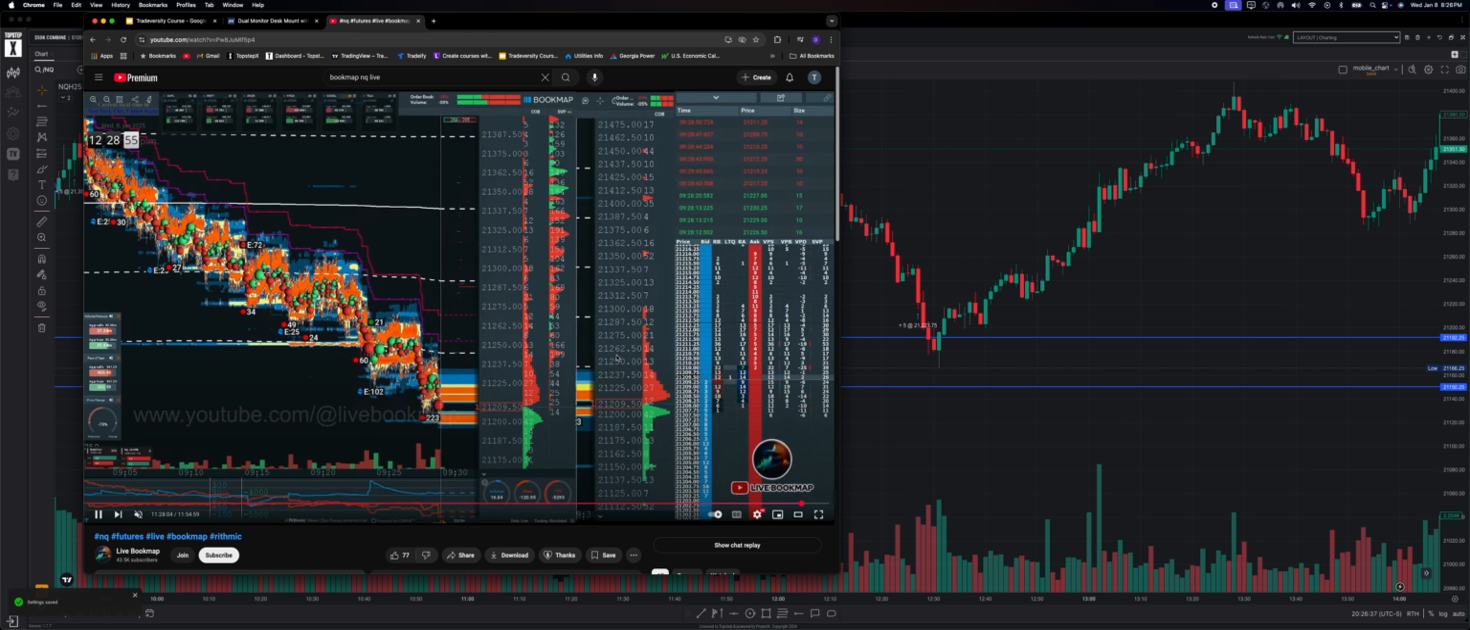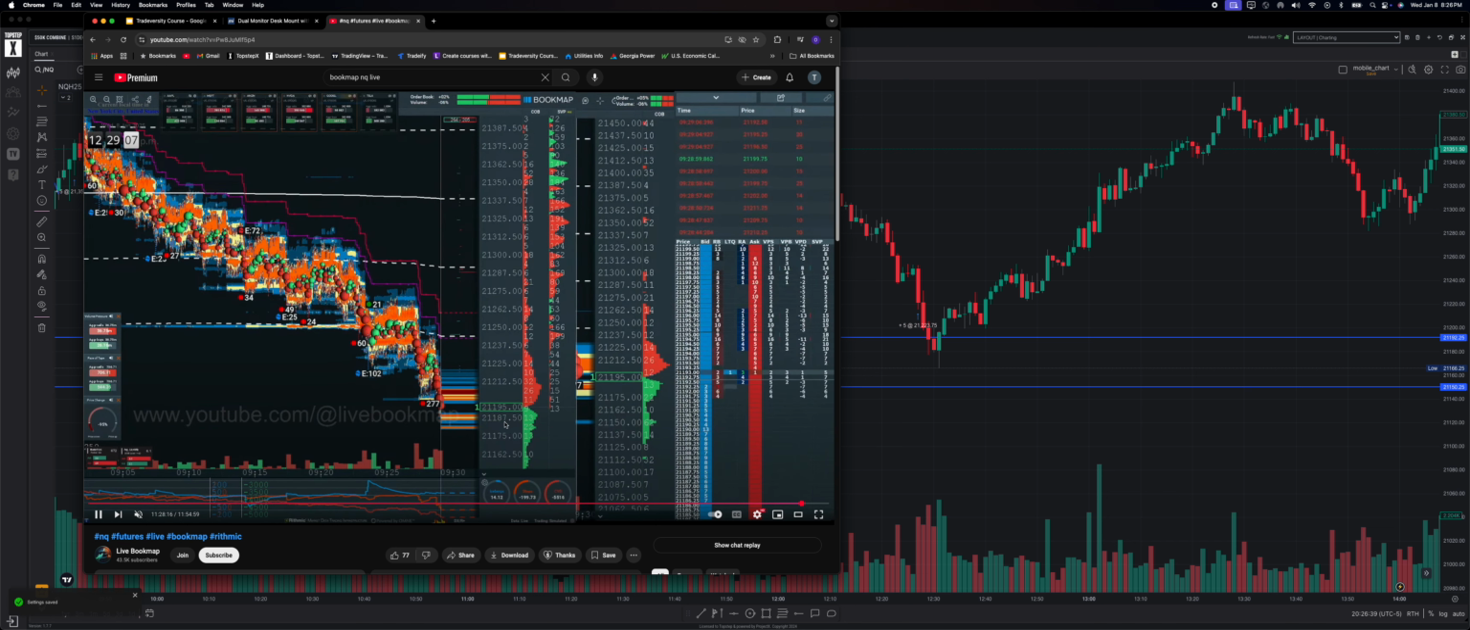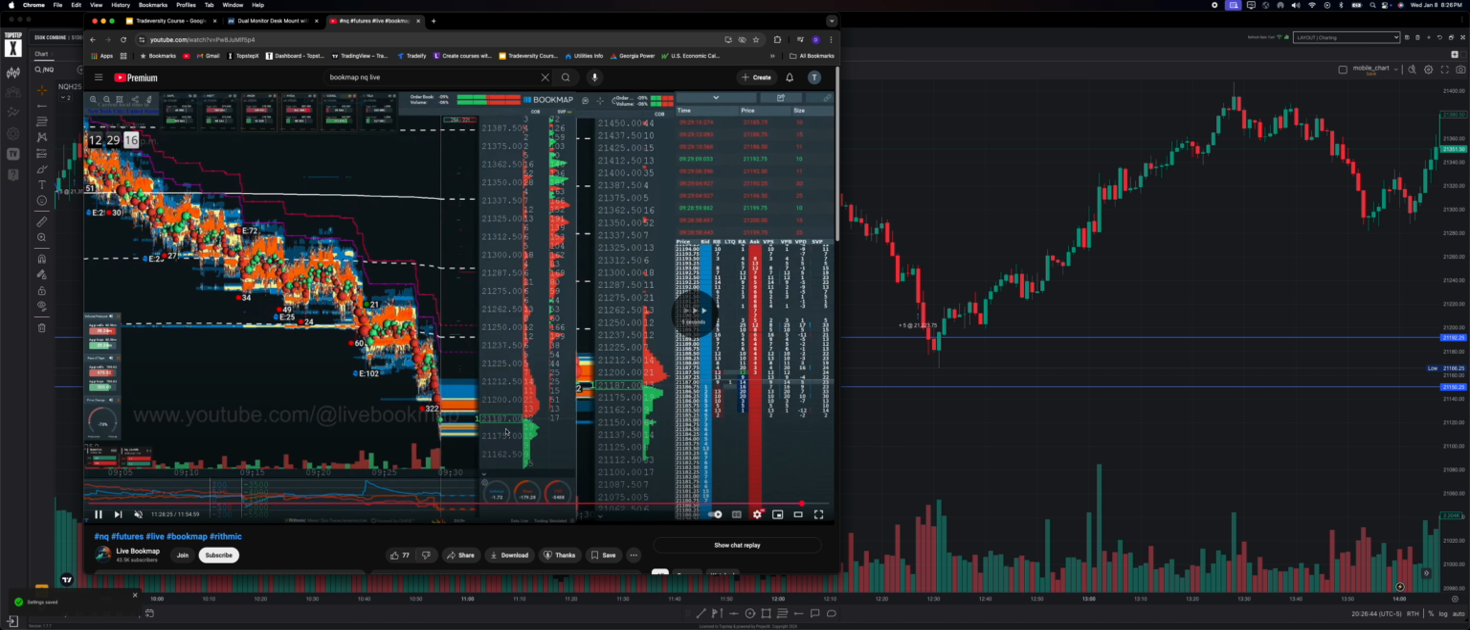As you can see, sellers were stepping in a little bit here. They were stepping in at 1229, 1230, pushed it all the way down to 66.